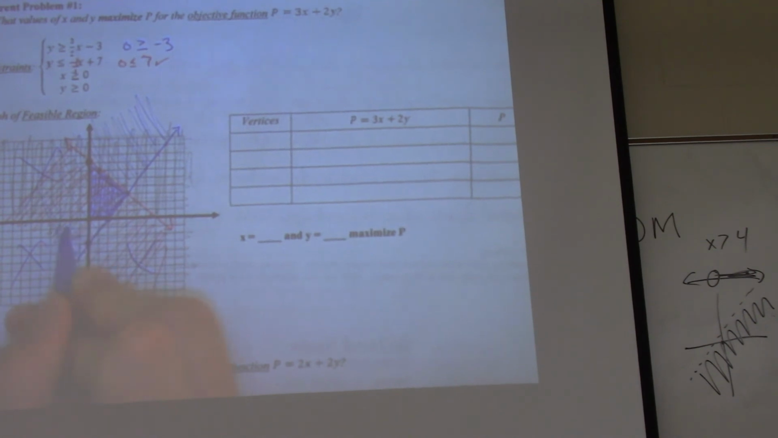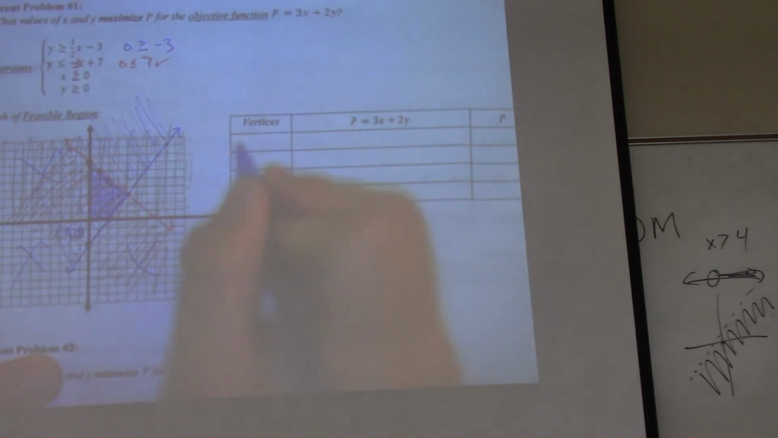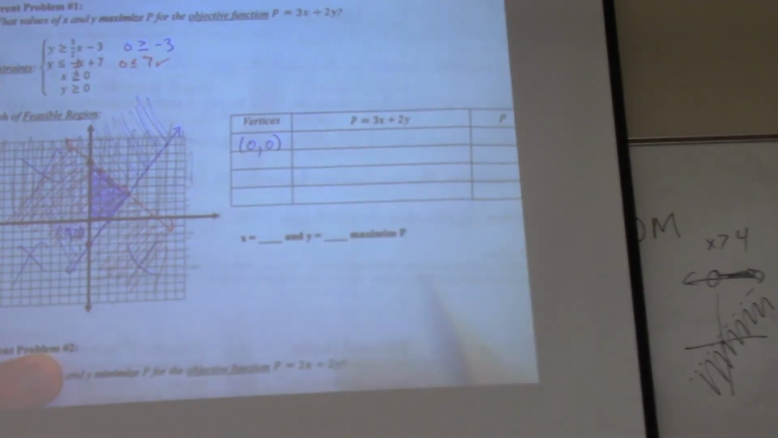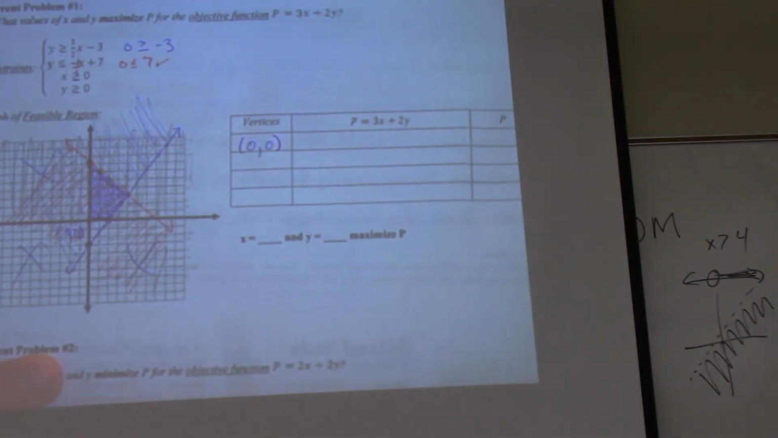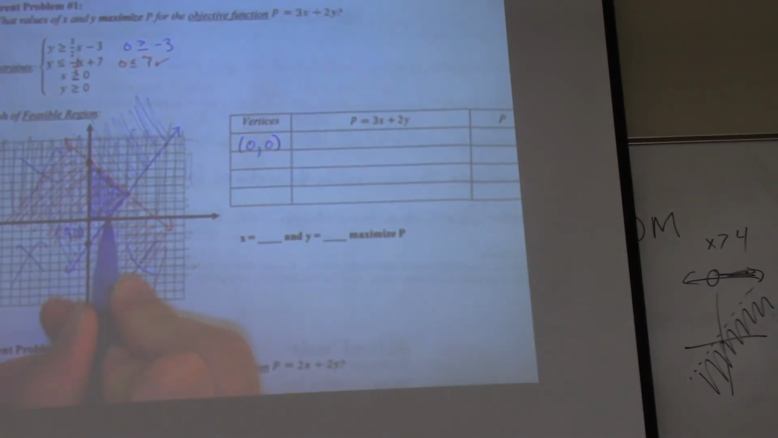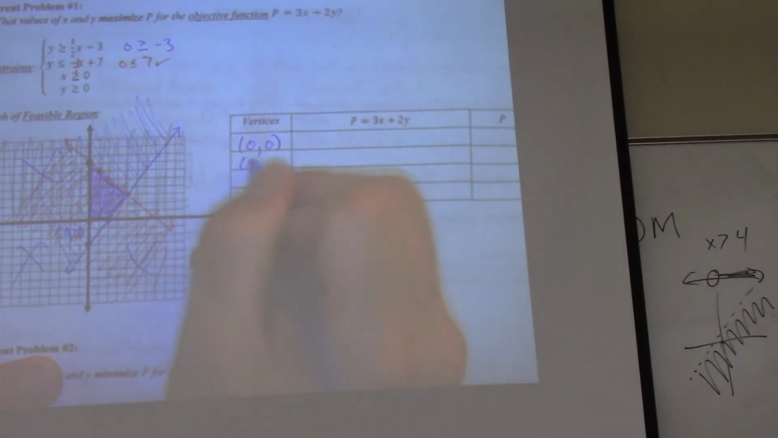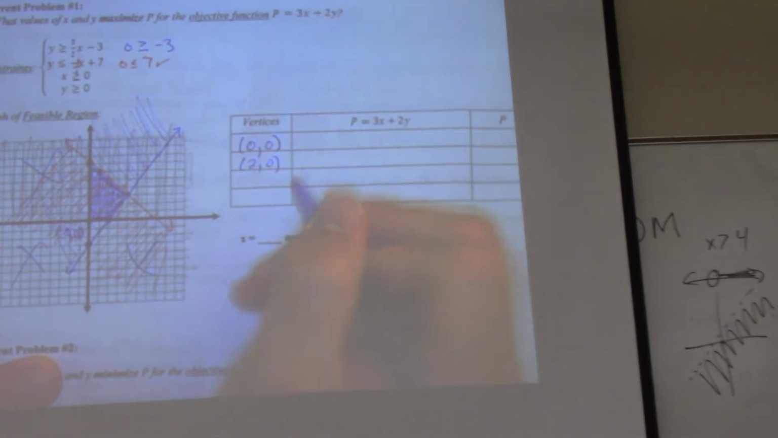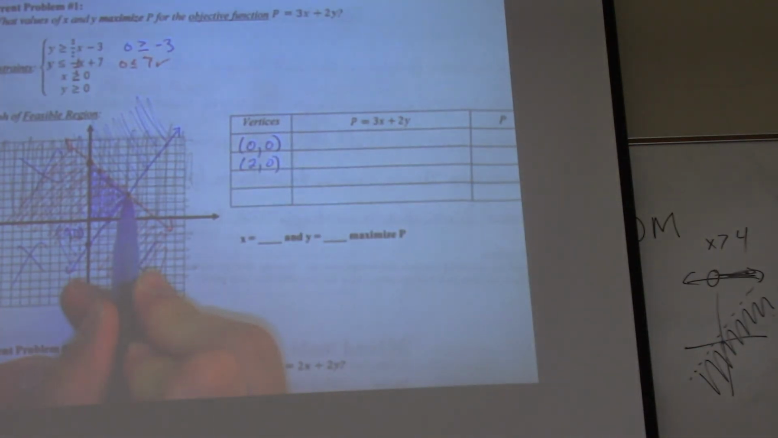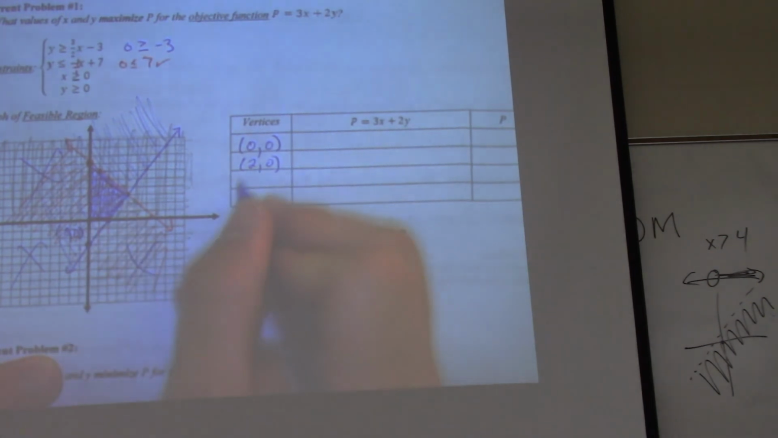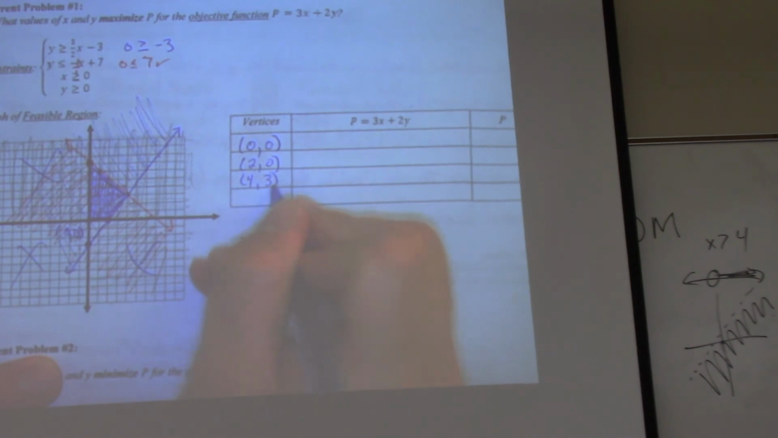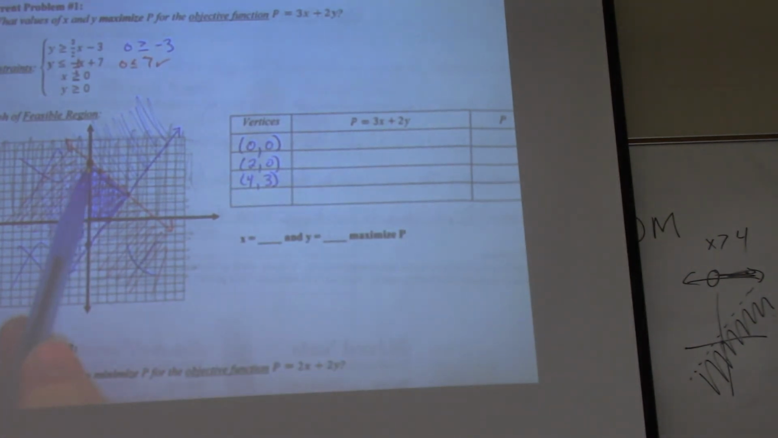(0, 0). As a matter of fact, I'm not even going to label them here. I'm going to put them right here. (0, 0). What is this point right here? (0, 2). Close. (2, 0). Right, x then y. How about this point right here? (4, 3). If you look at your own paper, it should show up as (4, 3). And this top one? (0, 7).